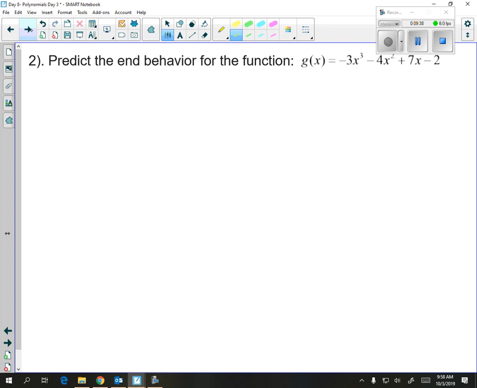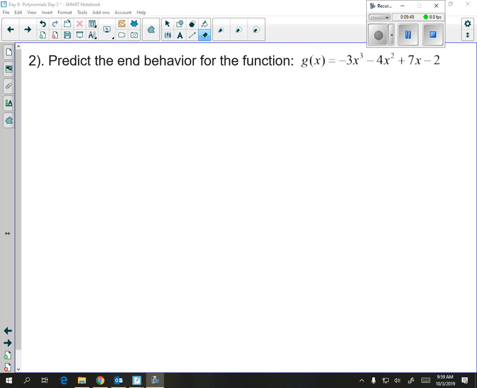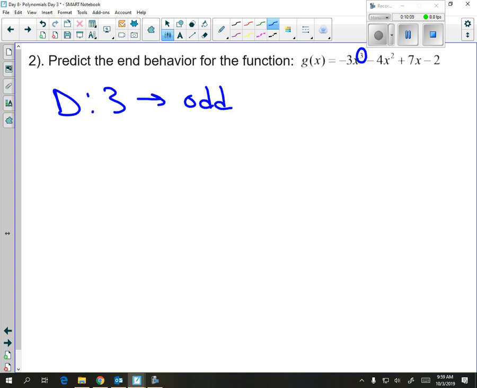This problem is telling you to predict the end behavior of the function, and obviously you can just put it in the calculator and see what the end behavior is going to be. But let's try doing it by hand without looking at the calculator. So to find the end behavior, you need the degree and the leading coefficient. So for this example, my largest exponent is a 3. So my degree is 3. That means it is odd. So my arrows are going in opposite directions. I'm either starting from the bottom and going up, or I'm starting from the top and going down.